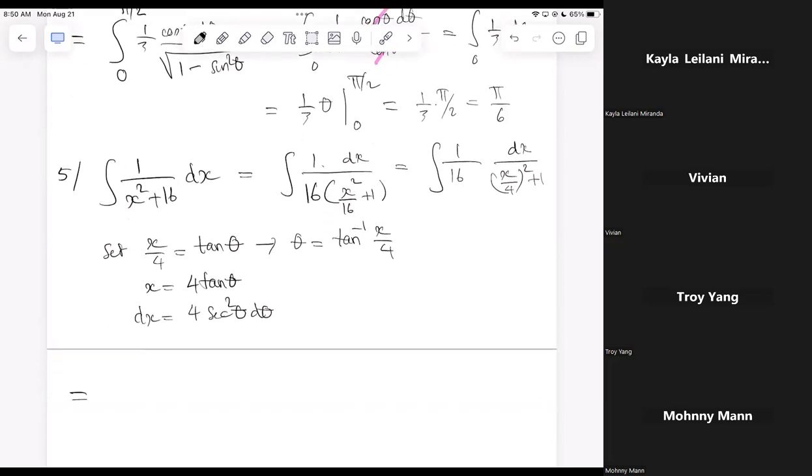Now in the integral, I keep 1 over 16. The dx right here becomes 4 secant square theta d theta. So 4 secant square theta d theta, right? And at the bottom, I have x over 4 squared plus 1 right here, which is just tangent square of theta plus 1.